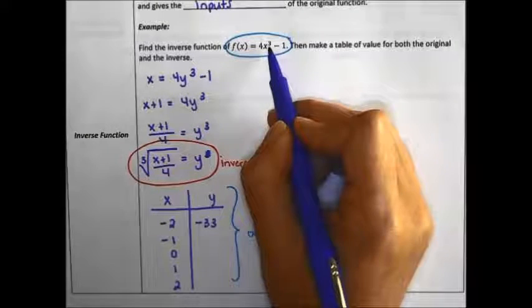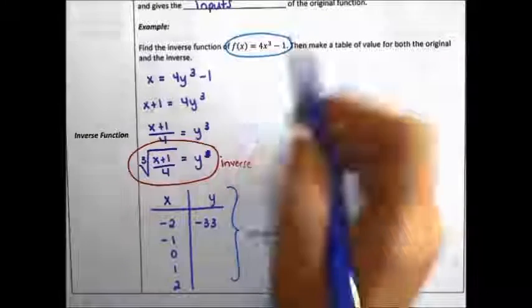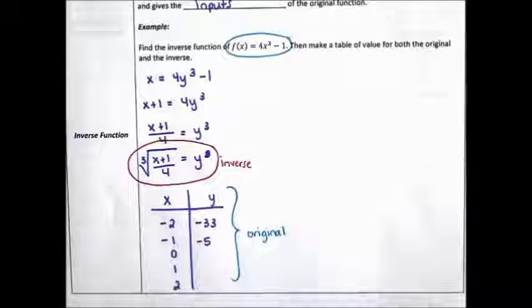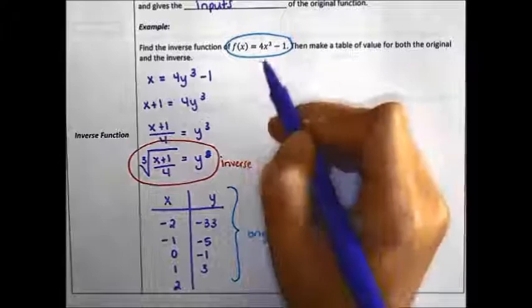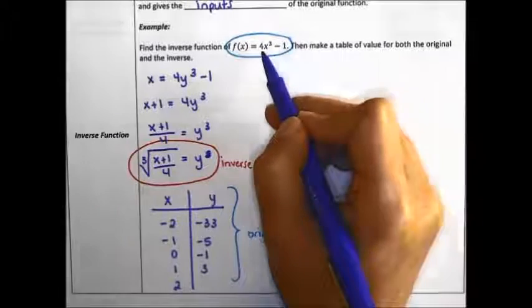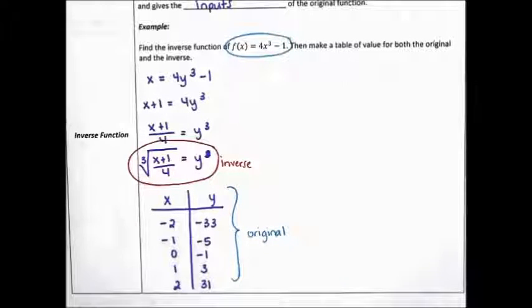Now I'm going to take a -1 and I'm going to plug it in here. -1 cubed is -1 times 4 is -4 minus 1 is -5. Plug in a 0, I get -1. Plug in a 1, I get 4 minus 1 is 3. And plug in a 2, I get 8 times 4 is 32 minus 1 is 31.